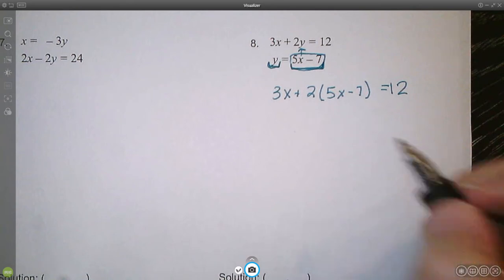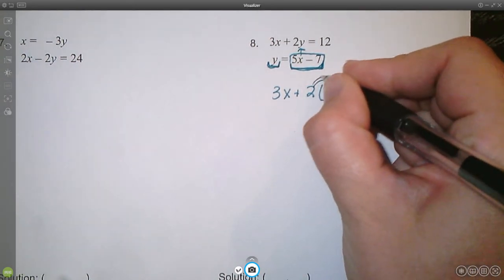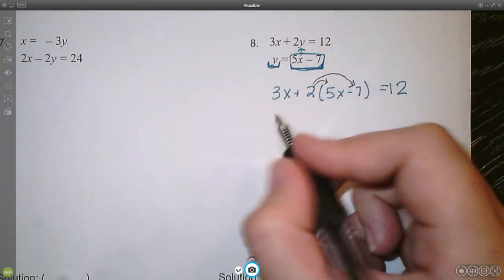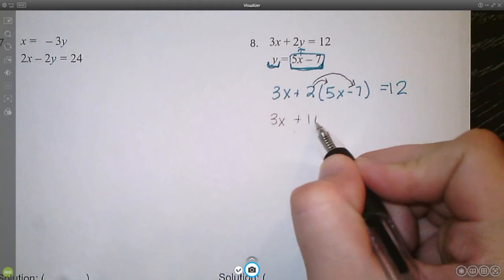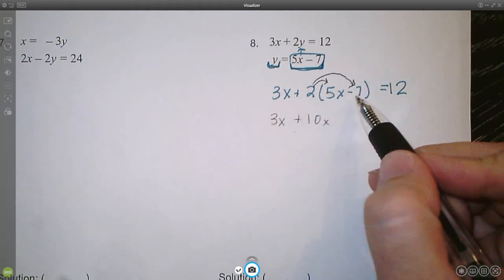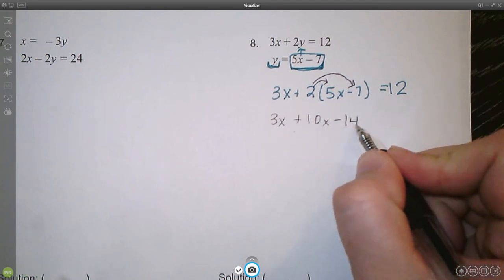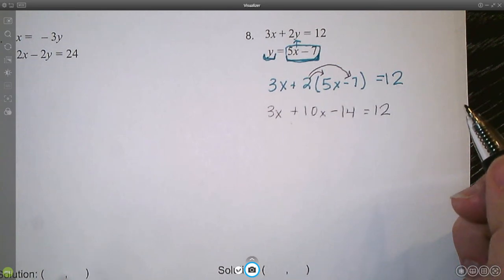Okay, so let's go ahead and distribute this 2 first. So we're going to distribute the 2. So when I rewrite this, you're going to have 3x. 2 times 5 is 10x, excuse me. 2 times -7 is -14 equals 12. Okay, and then just go ahead and solve from there.